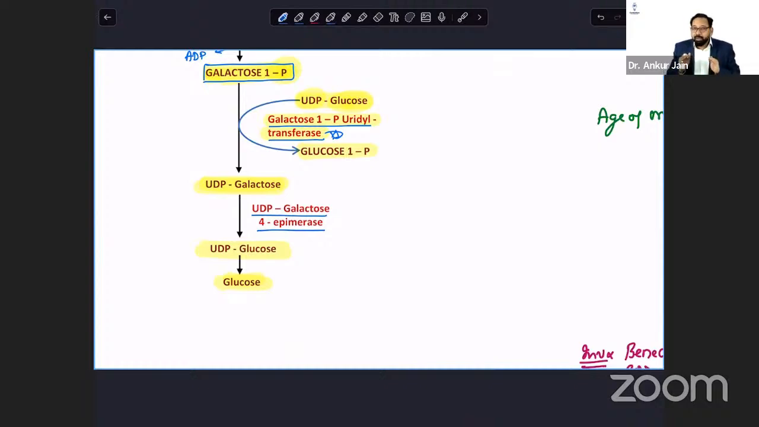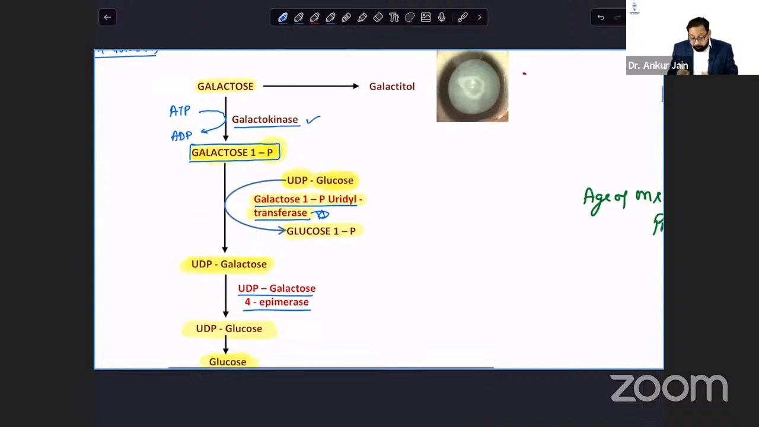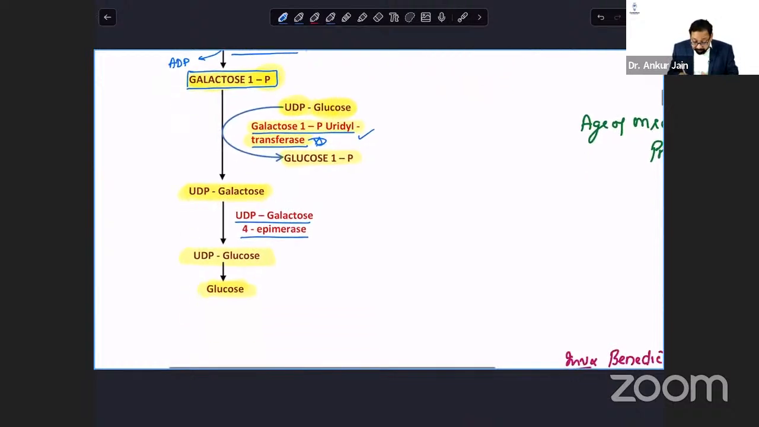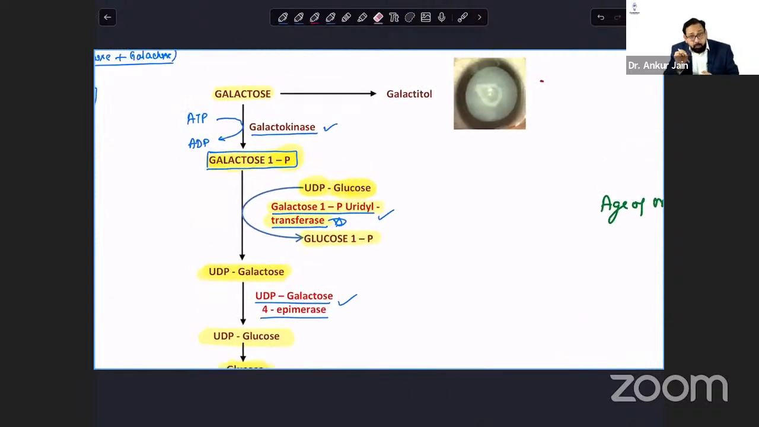Sometimes MCQs are asked: which of the following is not involved in galactose metabolism? Option A, galactokinase. Yes, it is involved. Option B, galactose 1 phosphate uridyl transferase. Yes, it is involved. Option C, UDP galactose 4 epimerase. Yes, it is involved. Option D, UDP galactose 2 epimerase. It is 4 epimerase because we know galactose is an epimer of glucose at C4. So this is not the enzyme involved. Now, the clinical aspect is more important.